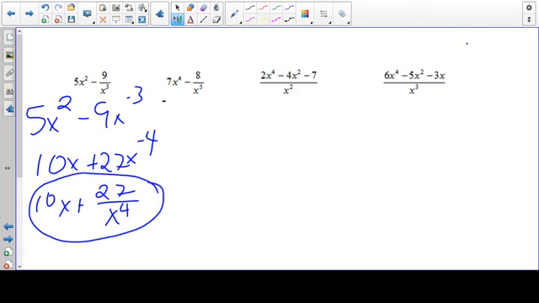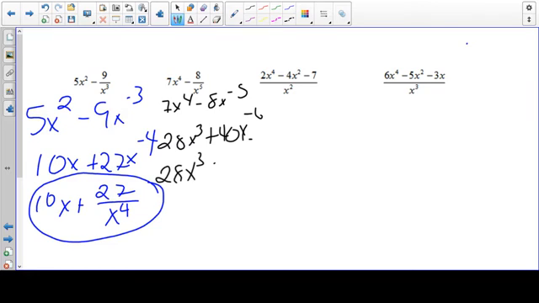Same idea, this next one I have to rewrite, so I have 7x to the fourth minus 8x to the negative fifth. 7 times 4 gives me 28, so 28x cubed. Negative 8 times negative 5 gives me positive 40. Negative 5 minus 1 more gives me negative 6. So my answer is 28x cubed plus 40 over x to the sixth.